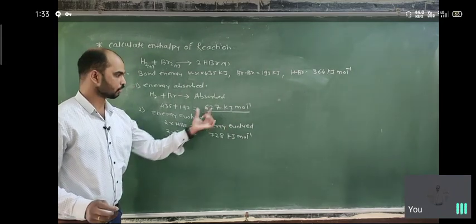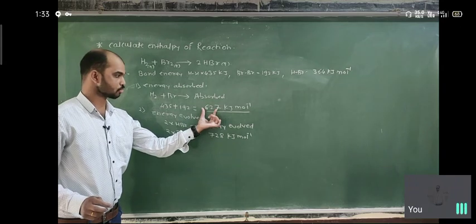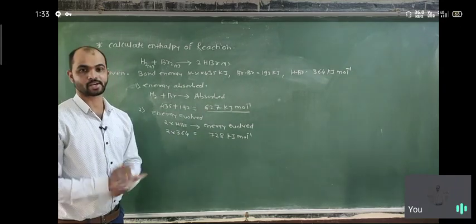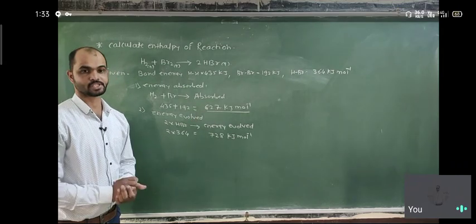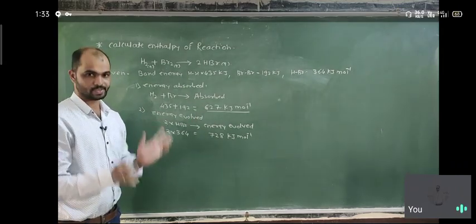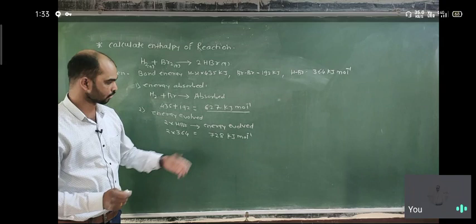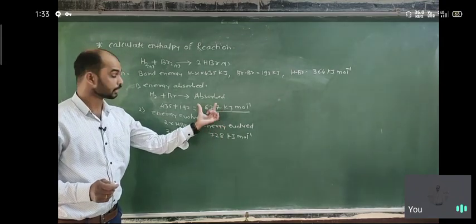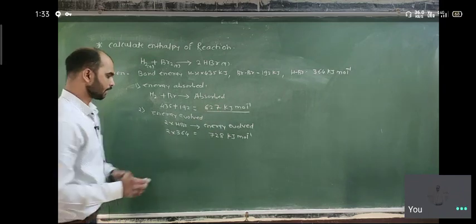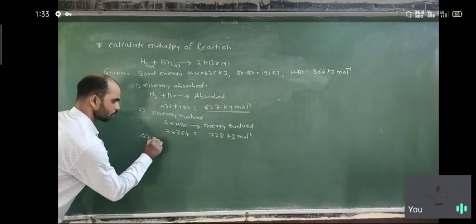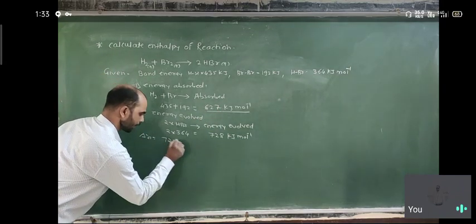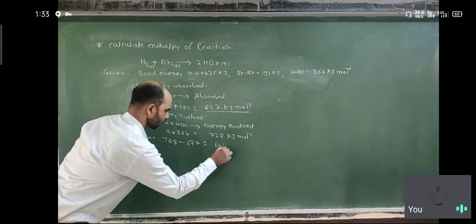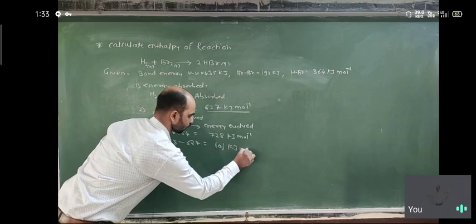728. And what is the energy which is absorbed is 627. So more energy is evolved as compared to energy which is required. So here, finally, energy is evolved during the reaction, because the energy evolved is a larger value than the energy required or energy absorbed. That means delta H is equal to 728 minus 627. So it is 101 kilojoule per mole.